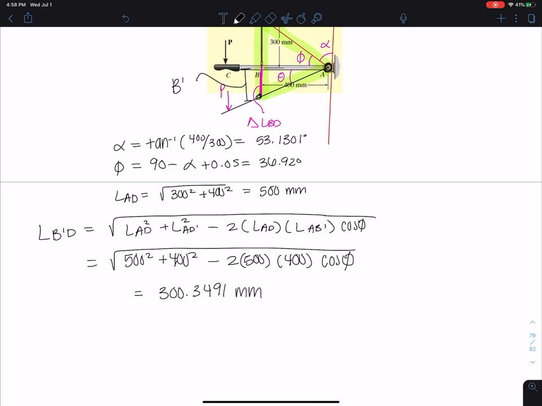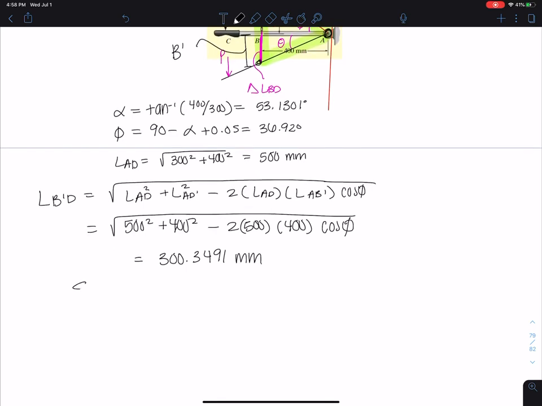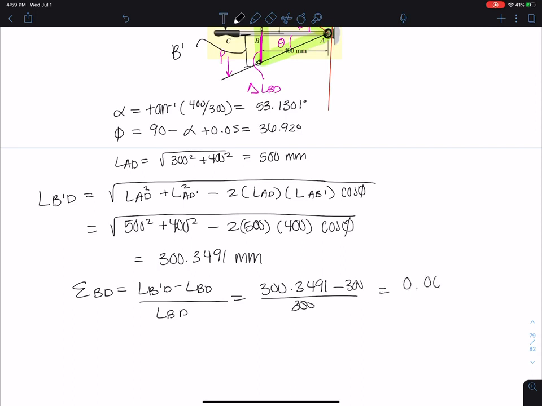300.3491 millimeters. And now we can find epsilon of BD as LB prime D minus LBD over LBD, and that's equal to 300.3491 minus 300 over 300, and we get 0.00116 millimeters per millimeter. And basically, this is the long way of doing this problem. Okay, we had to use the law of cosines. We couldn't just assume, or we didn't just assume that tan theta is theta or cosine theta is theta.